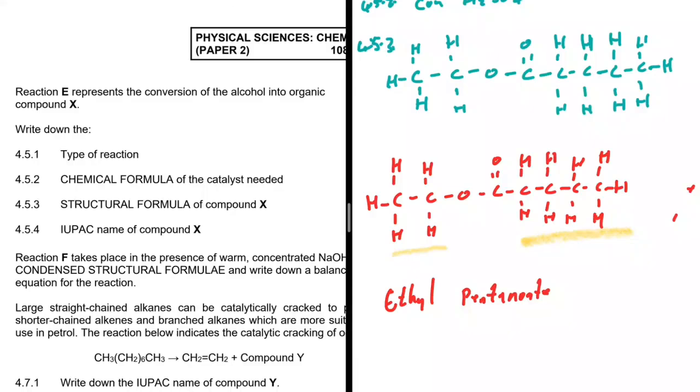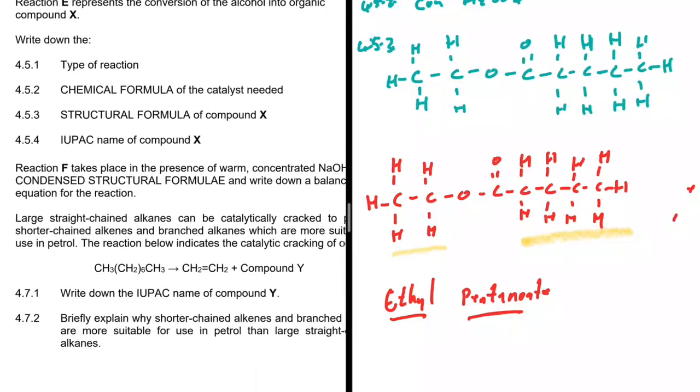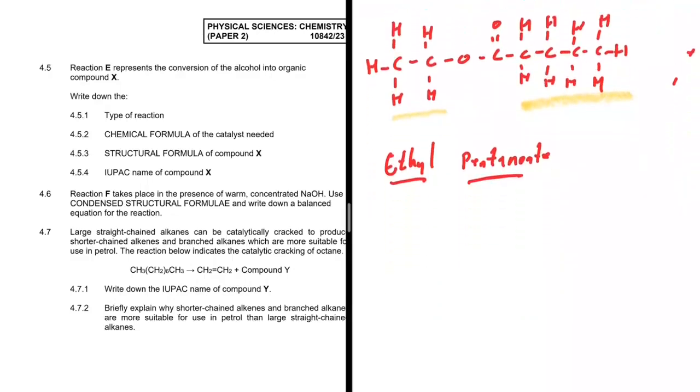If the alcohol had 3 carbons, it would be propyl pentanoate. If the carboxylic acid had 4 carbons, for instance, it would be ethyl butanoate. That is how it works. The first part of the name comes from the alcohol, how many carbons we have, and the second part of the name comes from the acid, how many carbons we have. That is 4.5. Now 4.6, let's go ahead and take a look.